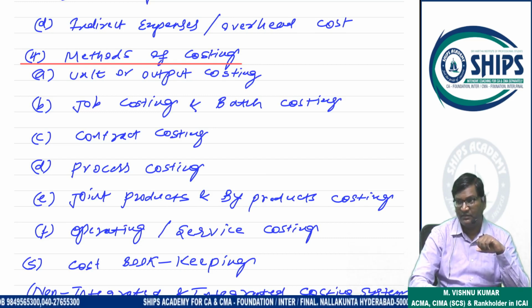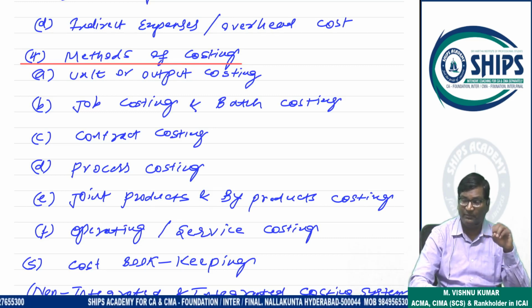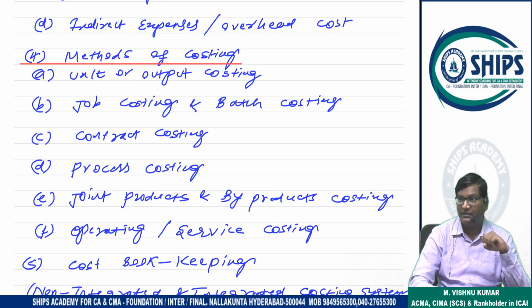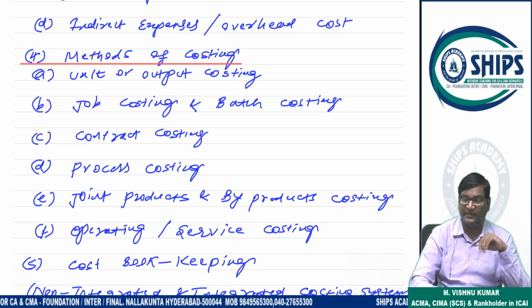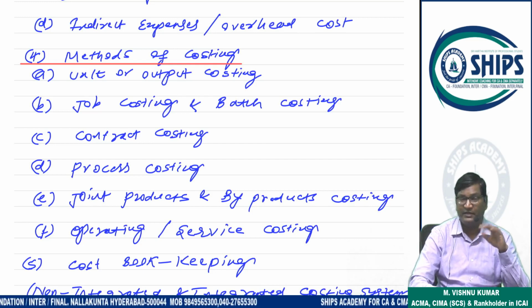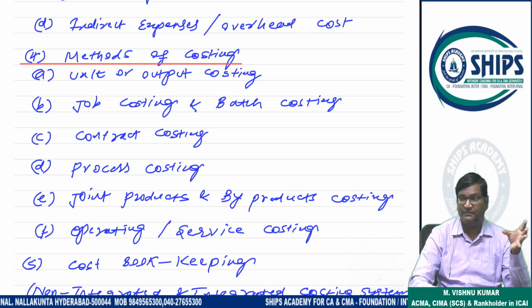Okay. Suppose pharmaceutical companies will produce the goods in batch. Clear? Capsules and tablets, they will manufacture in batch form. So they will use batch quantity, batch order costing or batch costing. Next is interior designing, fabrication work, small constructions.